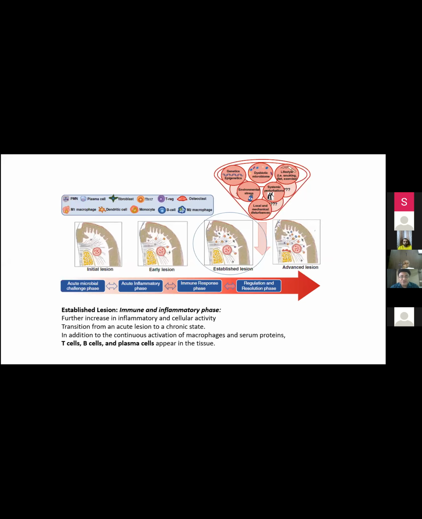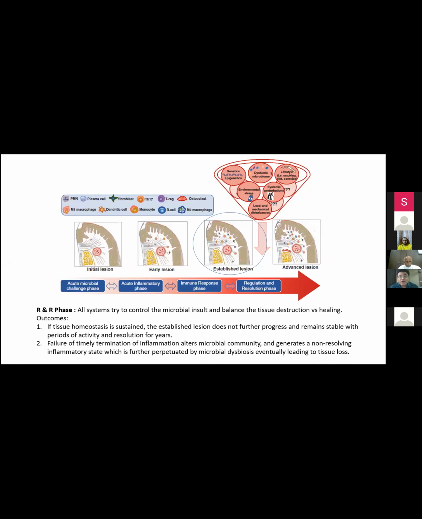Okay, so this is our established lesion where the response is immune and inflammatory. This is where we have got maximum inflammatory response, and we have got gingivitis. It is not yet periodontitis. Okay, now comes the crux. See whether this II stage goes into RR stage. II is inflammatory immune response. RR is regulation resolution phase. So these are two different phases.